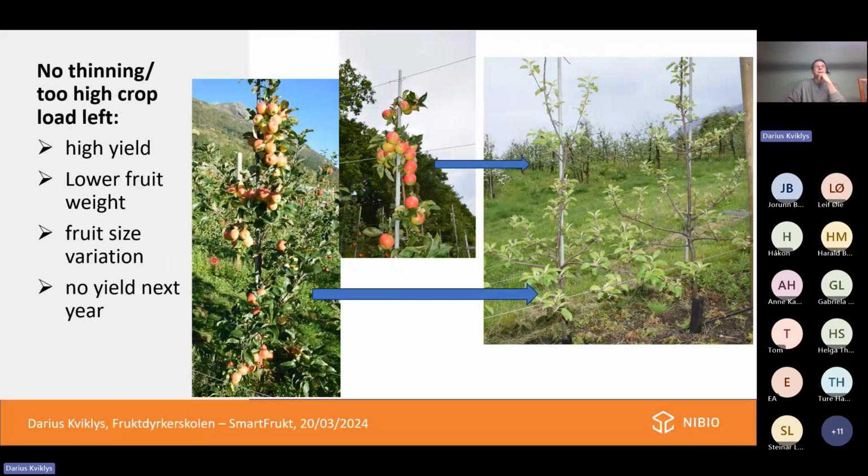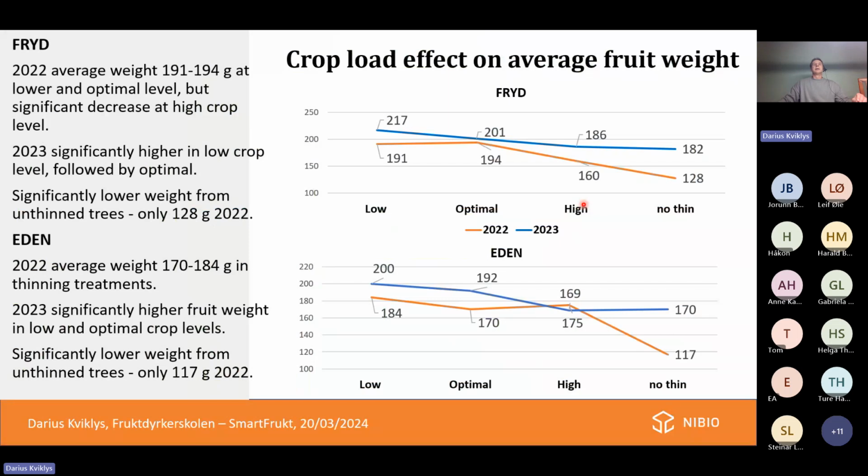On the contrary, if we keep too high a crop level or we don't thin trees, of course we are getting high yield, but with lower fruit weight, with very big fruit size variation, and almost no yield for the next year. So here I also have two rather complicated graphs, or maybe not, showing what effect crop load has on average fruit weight.